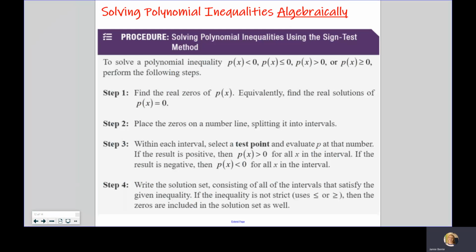Write the solution set consisting of all the intervals that satisfy the given inequality. If the inequality is not strict, which means it uses less than or equal to or greater than or equal to, then these zeros are included in the solution set as well. Okay. So make sure you write this down or take a screenshot of it and save it in your notes.